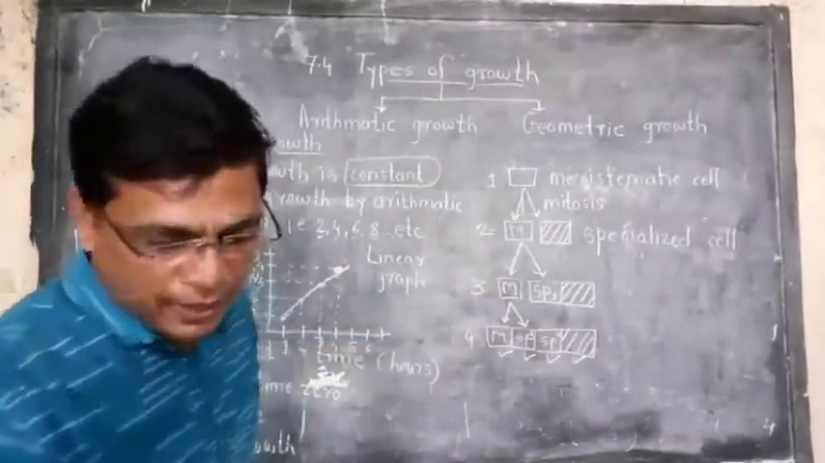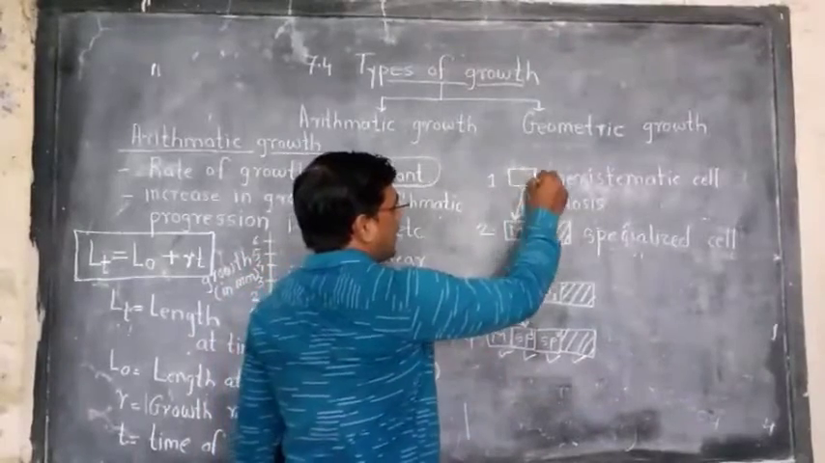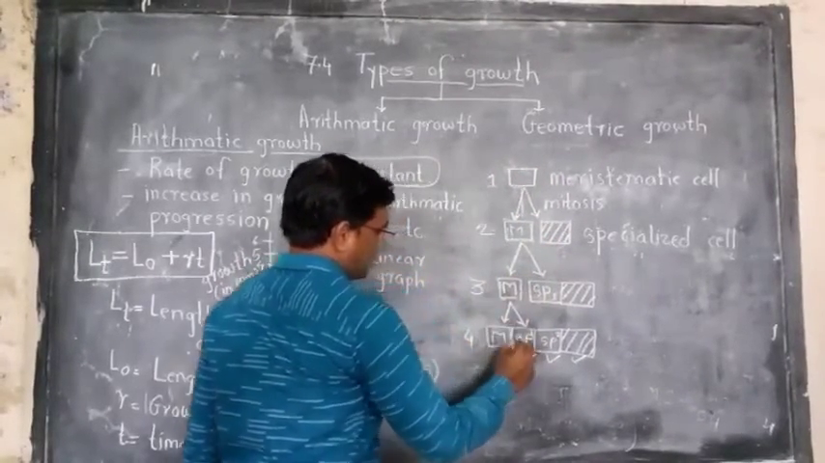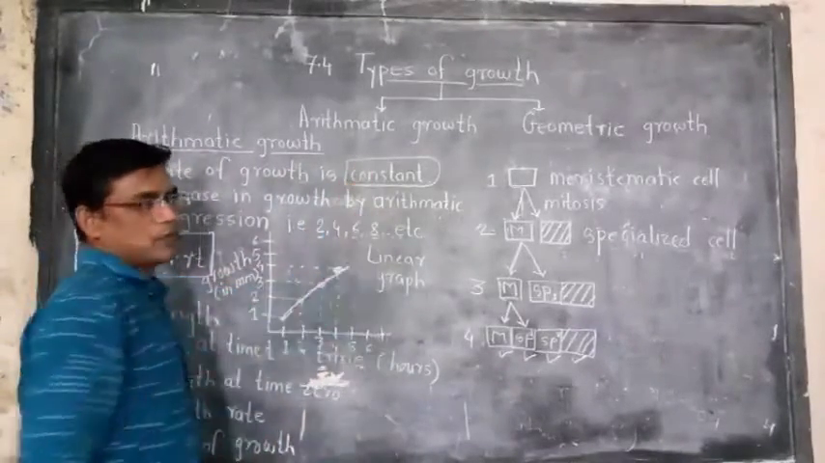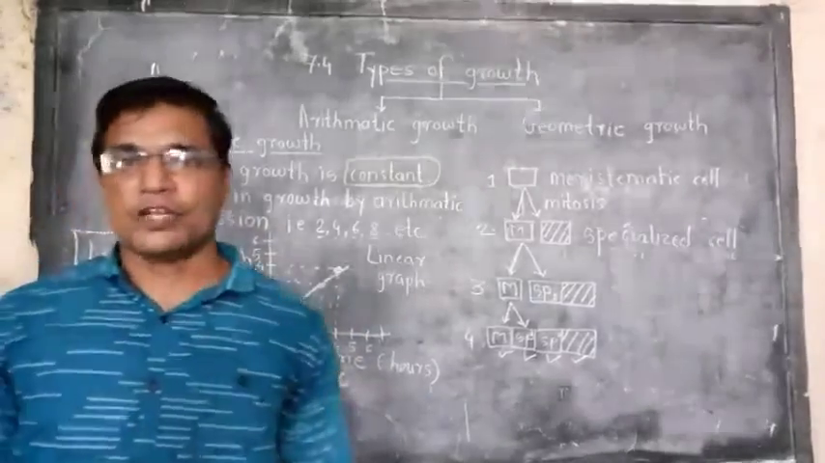After this, the meristematic cell again divides by mitosis and gives rise to two cells. In this way, there is a constant addition of a single cell, which means the growth is constant. Okay, this is about arithmetic growth.